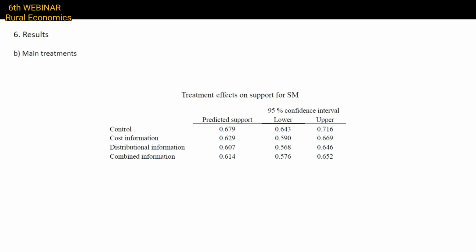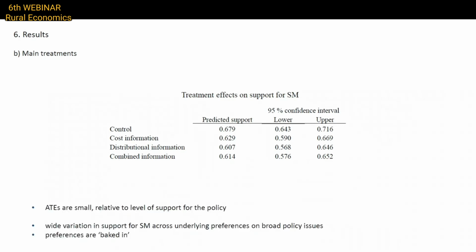So the takeaway from this is that, again, we argue that these are causal effects because this is a randomized controlled trial. We think we've got fairly balanced treatment arms. So we're pretty confident that these are well identified causal effects of our information treatments. So what do we draw from these average effects? The average treatment effects, these ATEs, are pretty small, actually, relative to what is observed to be fairly high support for the policy, 68%, something like that.